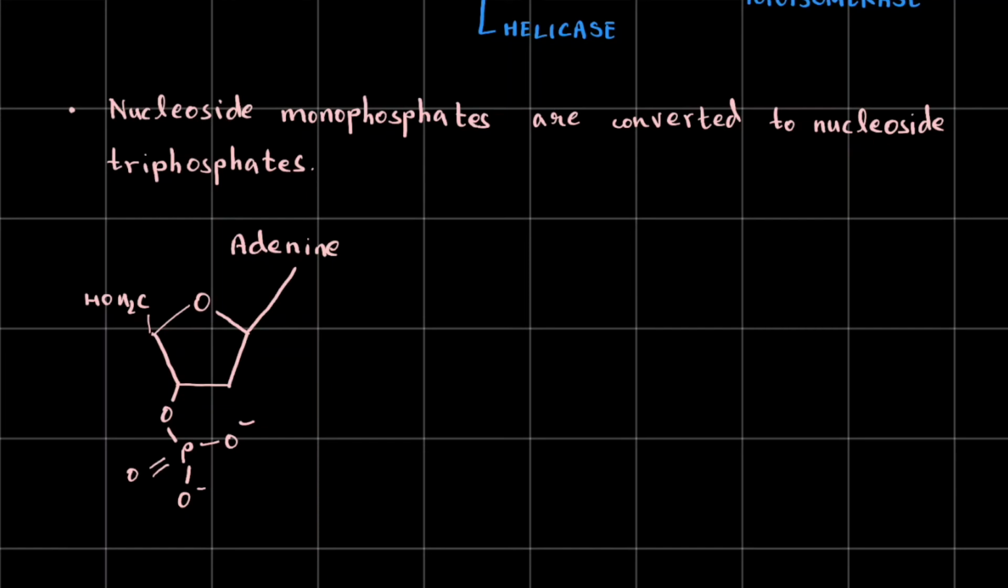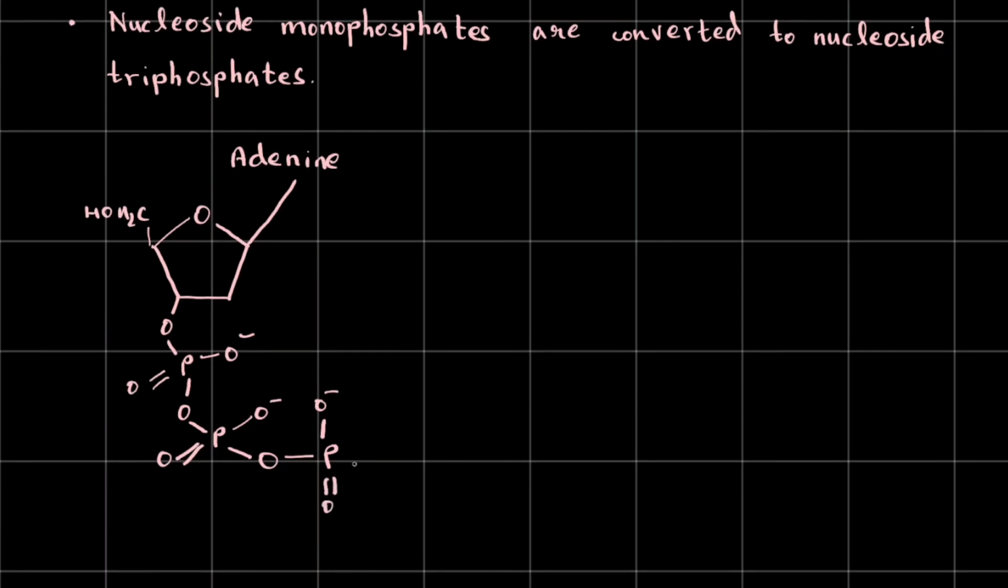So if I was to depict the high energy phosphate bonds, they would be kind of like this. More phosphates, there's one more phosphate, and this is adenosine triphosphate, right? These bonds are high energy bonds, and once they are broken, they release a lot of energy.